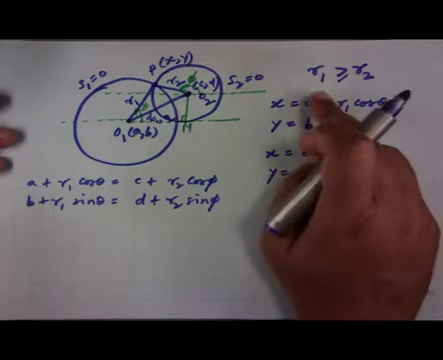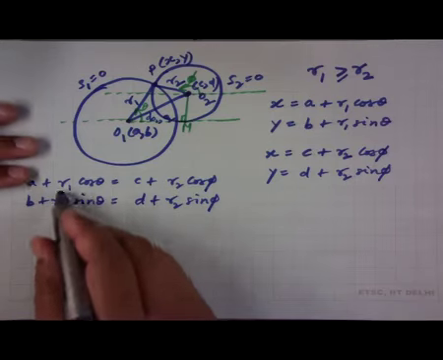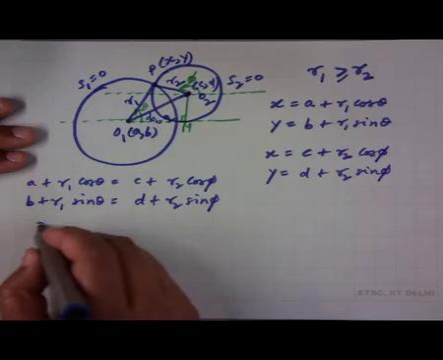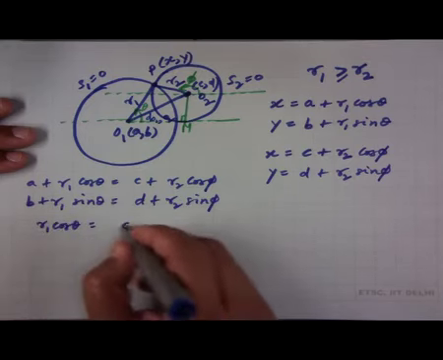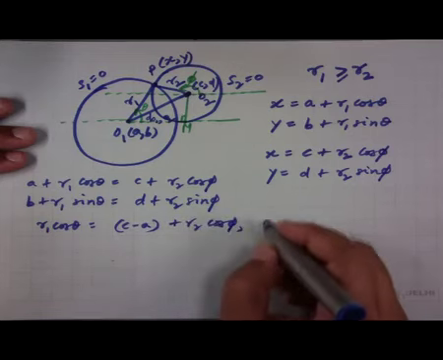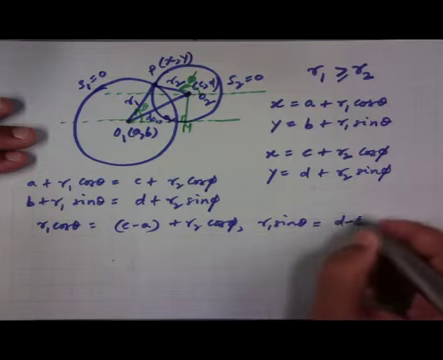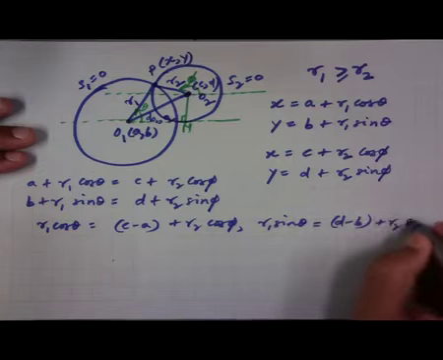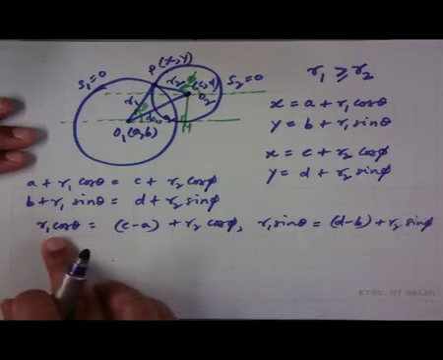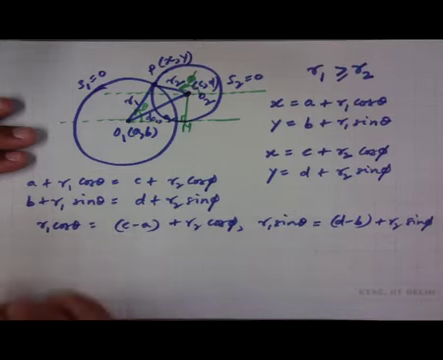Now, because we have assumed r1 is greater than or equal to r2, we will take this a onto this side. So, we get r1 cos theta is c minus a plus r2 cos phi, and r1 sin theta is d minus b plus r2 sin phi. Now we can square these two equations and add them up.